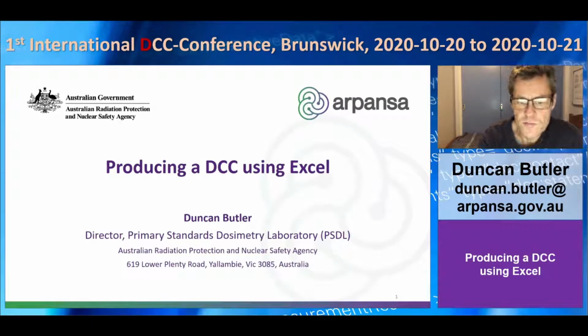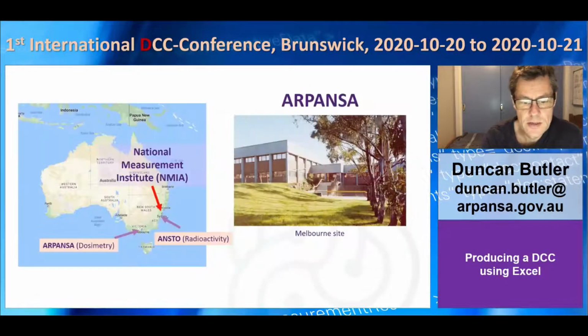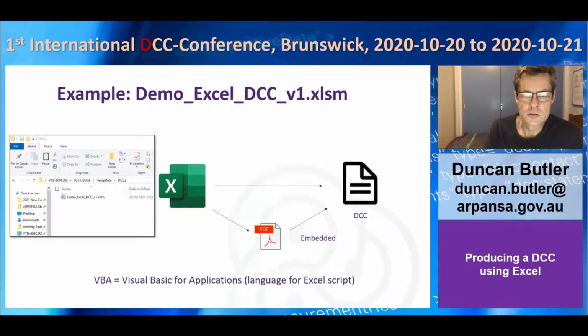I'm from the Primary Standards Dosimetry Laboratory, which operates out of Arpansa in Melbourne, Australia. This is just showing our location down here in Melbourne. This is a picture of the lab, pointing out that we're one of 3 organisations that does primary standards work in Australia. We just do radiation dosimetry.